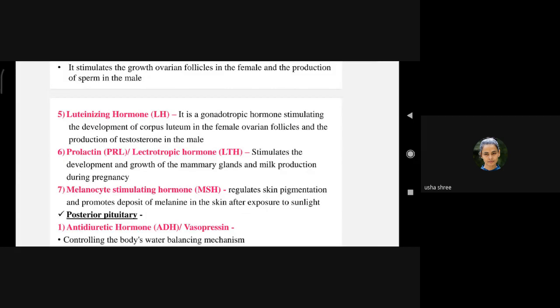Okay, so this melanocyte stimulating hormone regulates the skin pigmentation or deposition of melanin in skin after exposure to sunlight. So that is why after exposure to sunlight we get tanning.